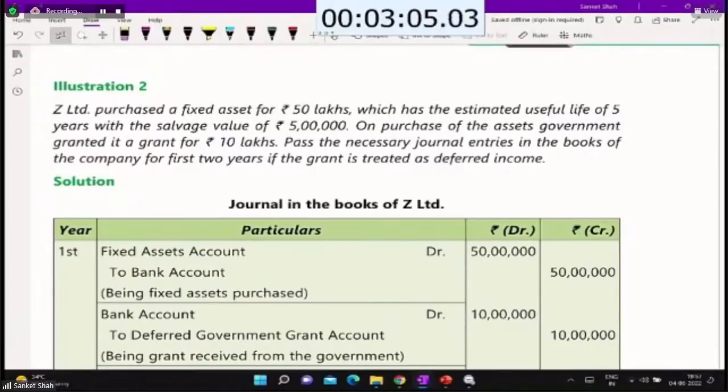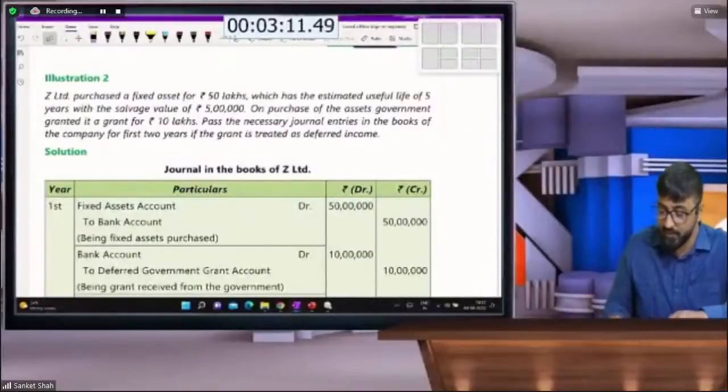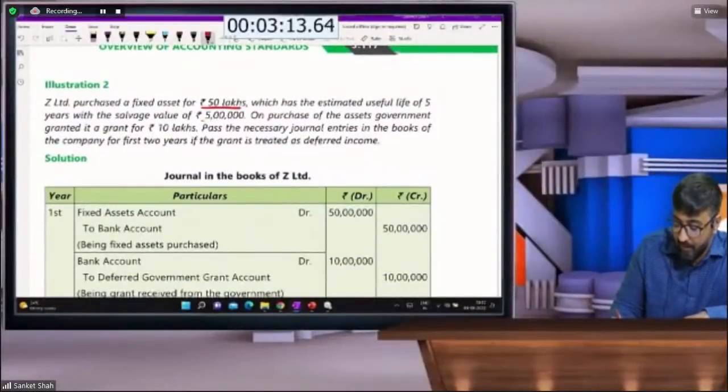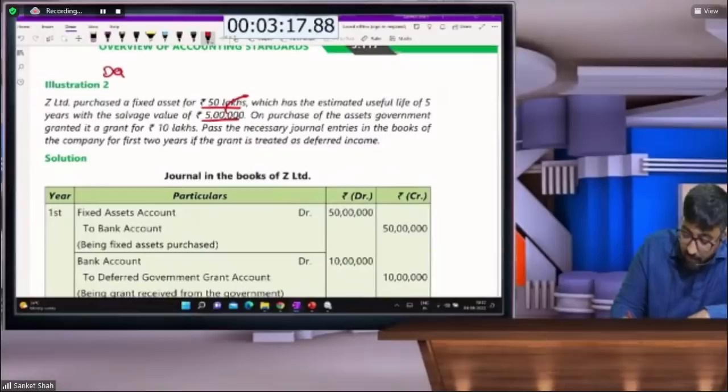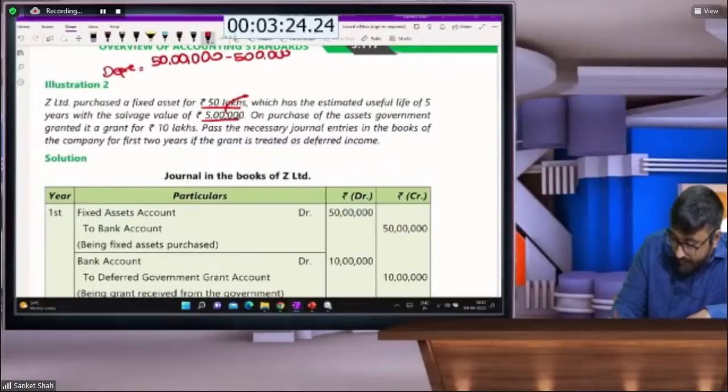Let's go, so will you explain? Okay, 3 minutes done, took a lot of time. See, 50 lakhs is the asset, the grant is 10 lakhs, salvage value 5 lakhs. Okay, now in this question, depreciation is 50 lakhs minus 5 lakhs divided by 5 years. So depreciation is 9 lakhs.